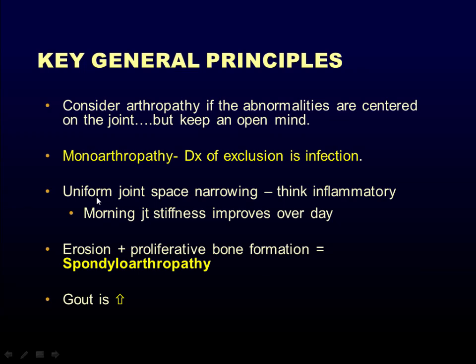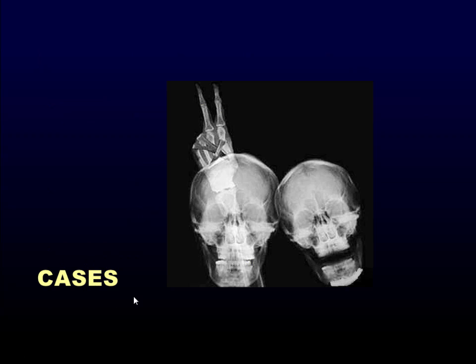If you're seeing uniform joint space loss, think of inflammatory or infectious diseases. Ask about inflammatory symptoms. Erosions plus proliferative bone formation adjacent to them is classic for the spondyloarthropathies. Any of the HLA-B27 associated ones, ankylosing spondylitis, psoriatic, reactive, inflammatory bowel-related, all fall into that category. And gout is on the rise. So gout is a very common abnormality, and it's likely to see unusual presentations of it because of how frequently it's present.